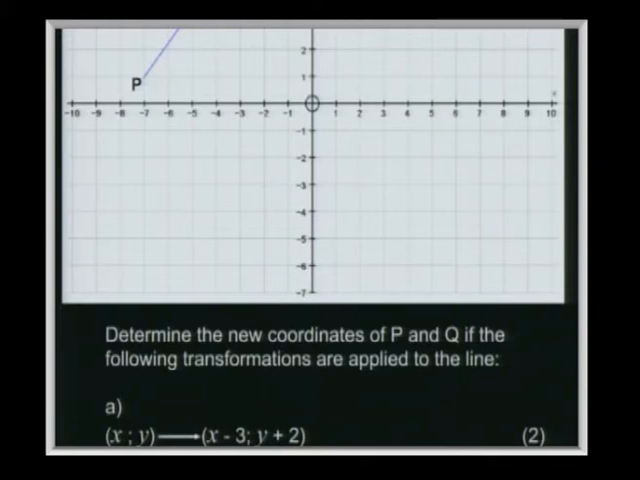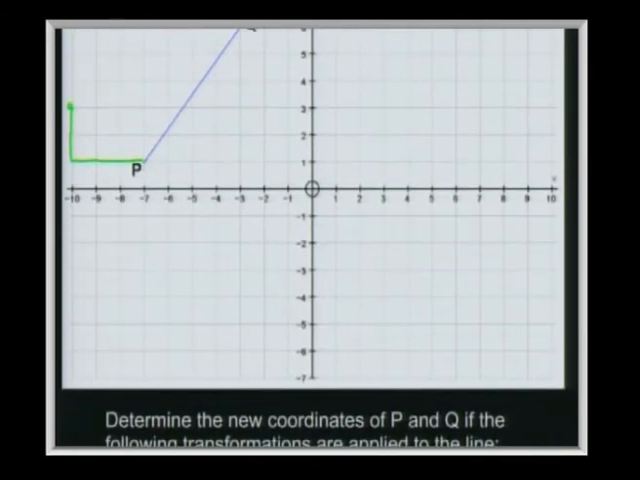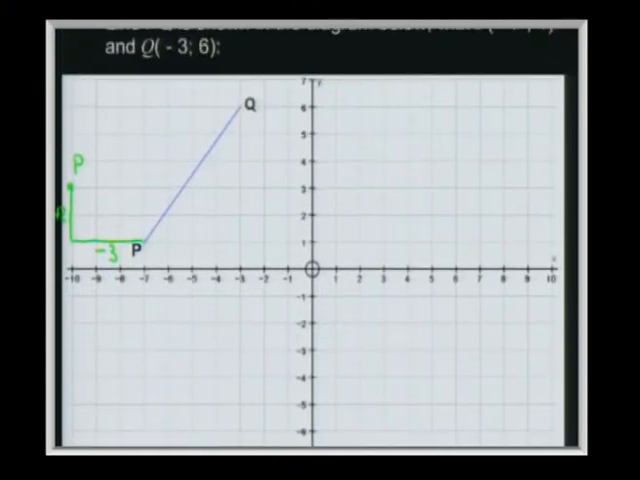So what's going to happen? My x is going to go down 3 and my y is going to go up 2. All right, 1, 2, 3, 1, 2. That is where my new P is going to be. Down 3, up 2. Similarly, it's going to happen to my Q. My x value of Q is going to go down 3, 1, 2, 3, and go up 2.